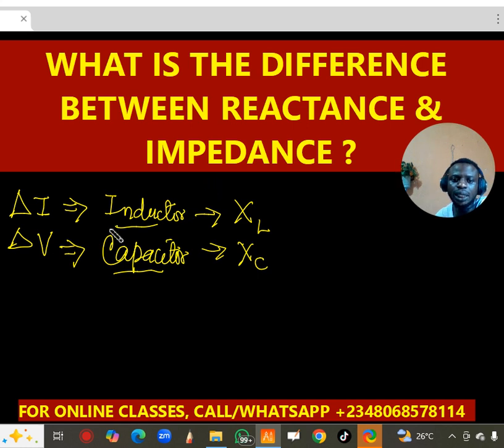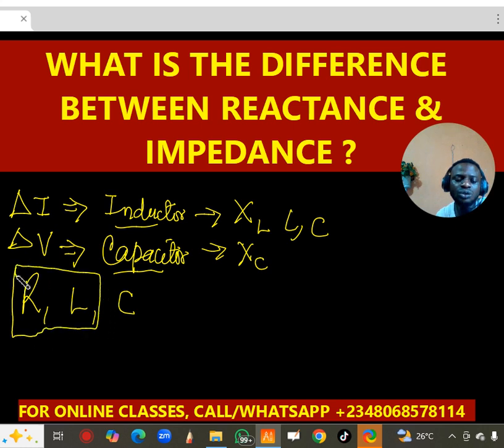Now, on the other hand, impedance is the overall opposition by two of either inductor and capacitor, or capacitor and resistance, or just two or more of these components: resistor, inductor, and capacitor. So whenever we have more than one component in an AC circuit, the overall attack on the current or current change, or the overall attack by two or more of these, is called the impedance.